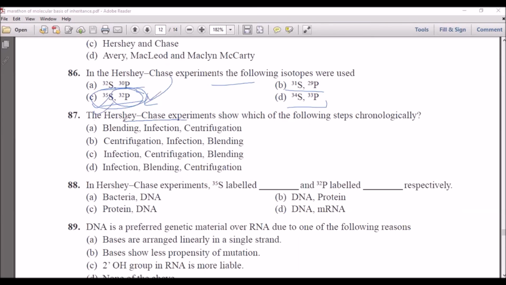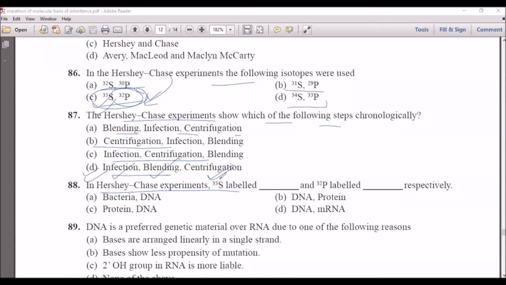The Hershey-Chase experiment showed which of the following steps chronologically. First is blending, infection, centrifugation. Second is centrifugation, infection, blending. Third is infection, centrifugation, blending. And fourth is infection, blending, and centrifugation. So we know that in Hershey-Chase experiment, first step is infection, second is blending, and third is centrifugation.